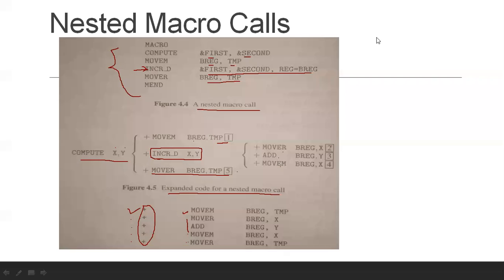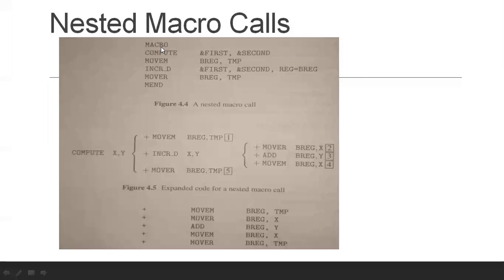So this is all about nested macro calls. I hope you understood. In short, I will explain. Compute is the main macro. incr_d is a macro called inside macro compute. So this is called a nested macro call. The expansion of such a nested macro call is done like this. First of all, compute will be expanded, and in between incr_d is called, so that is expanded, and then the remaining part of the macro compute is expanded. In this way, you will get the lines of expanded code.